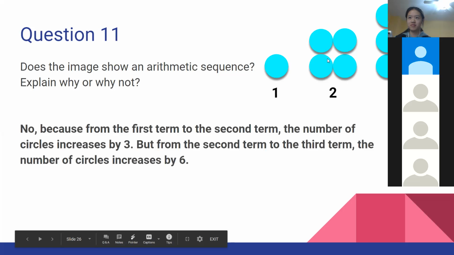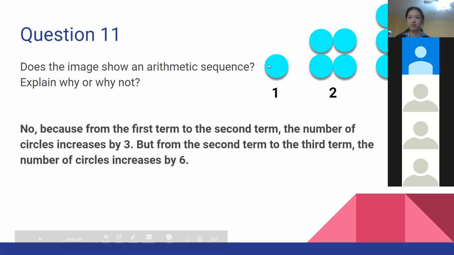It's not an arithmetic sequence because the first term has 1 dot, the second term has 4 dots, and the final term has 9 dots. Notice that from the first to second term, we're increasing by 3 dots, but from the second to third term, we're increasing by 5 dots. So it's not an arithmetic sequence because there's no constant common difference.